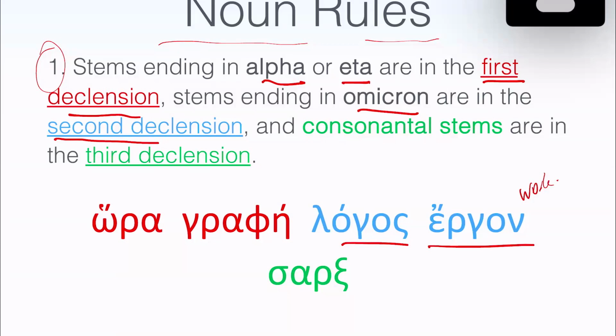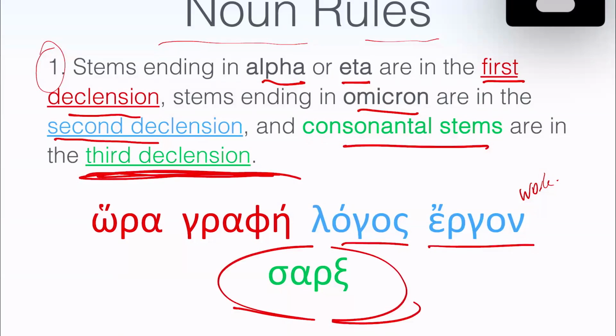And then there is a third form that we'll look at in a couple of weeks, and these have a consonant in their stem, and they're what we call third declension words. And here's an example: sarks. So it doesn't have an omicron, it doesn't have an alpha or an eta. It's actually got this consonant at the end, and so it forms a slightly different pattern. So we'll learn that in a few weeks' time.